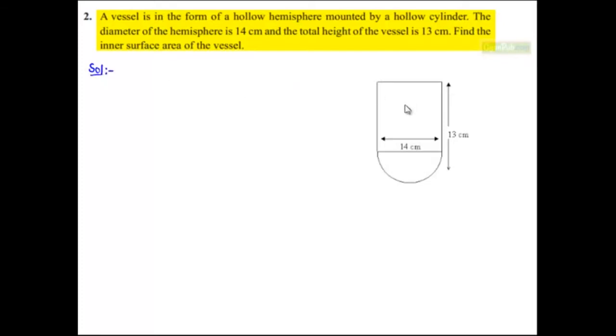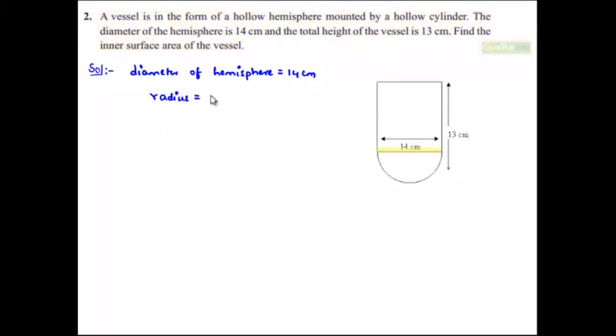Here for the vessel we have a hemisphere mounted by the hollow cylinder. This is represented in the 2D form, and here we are given that the diameter of the hemisphere is equal to 14 centimeters. Therefore now the radius of the hemisphere will be equal to diameter by 2, that is 14 by 2, which is equal to 7 centimeters.